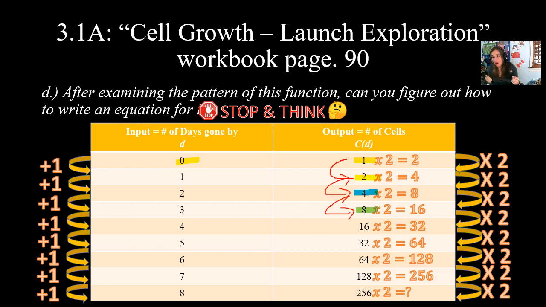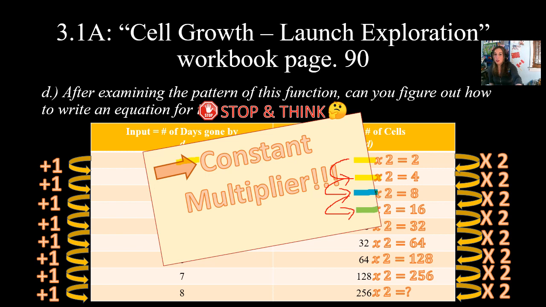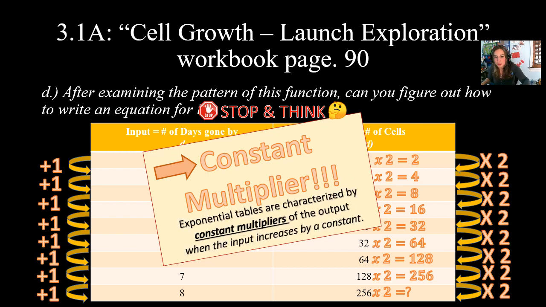And as it turns out, that constant has a name. So like when we were doing linear functions, we called it the rate of change. When we're doing exponential functions, it's going to be called the constant multiplier. So in this function, we have a constant multiplier of 2.